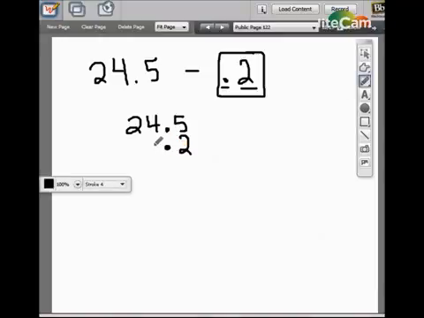Okay, so now I have my decimal points lined up. I can do my subtraction. 5 take away 2 is 3. Bring down the decimal point. I have a 4, take away 0 is 4. 2 take away nothing is 2. My answer is 24 and 3/10.